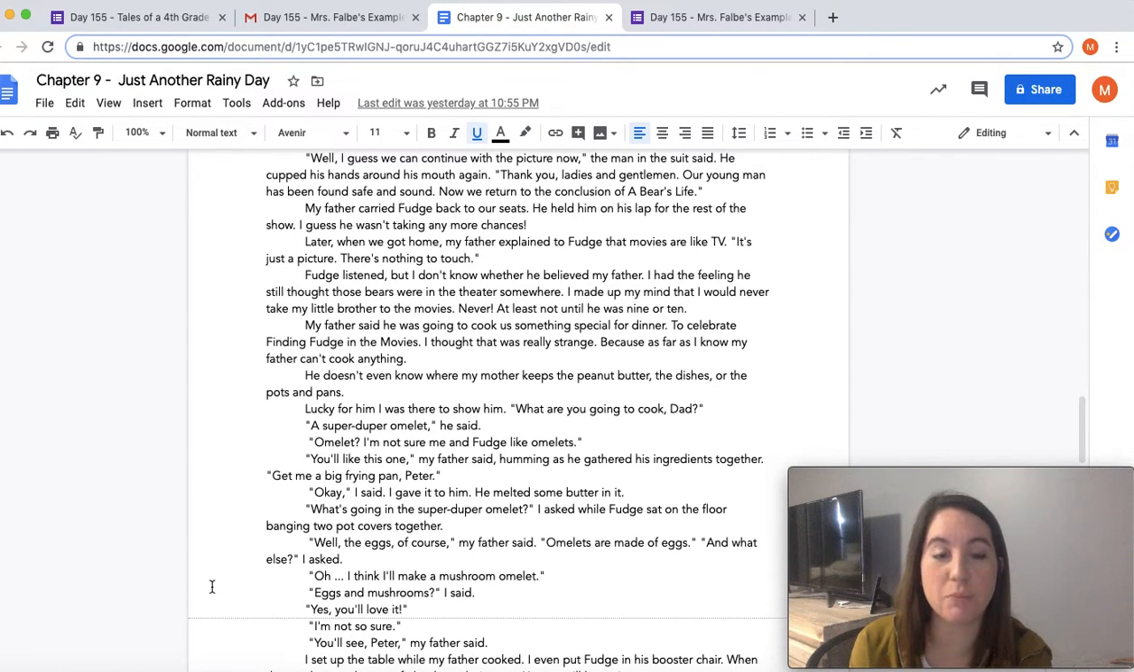My father carried Fudge back to our seats. He held him in his lap for the rest of the show. I guess he wasn't taking any more chances. Later, when we got home, my father explained to Fudge that movies are like TV. It's just a picture. There's nothing much to touch.